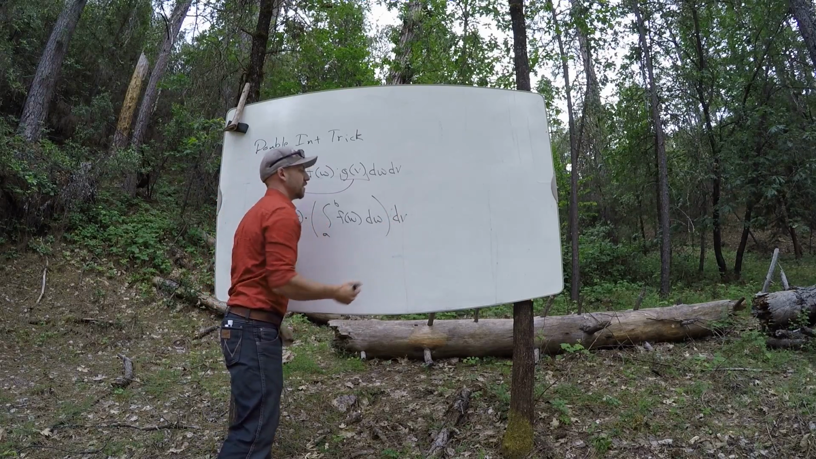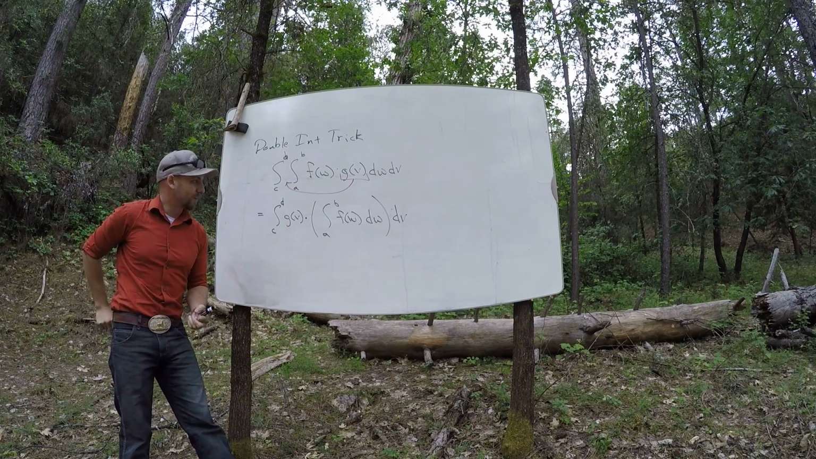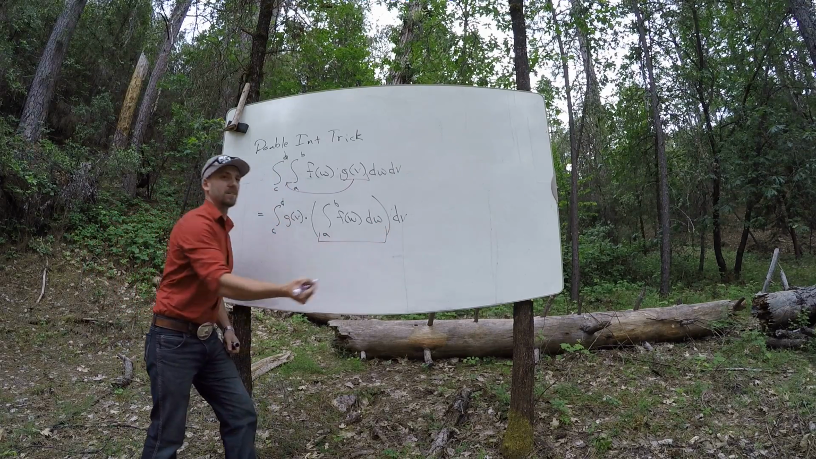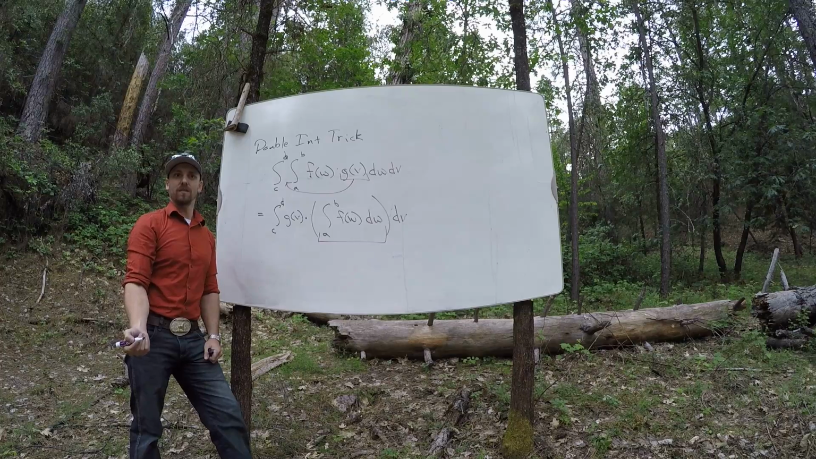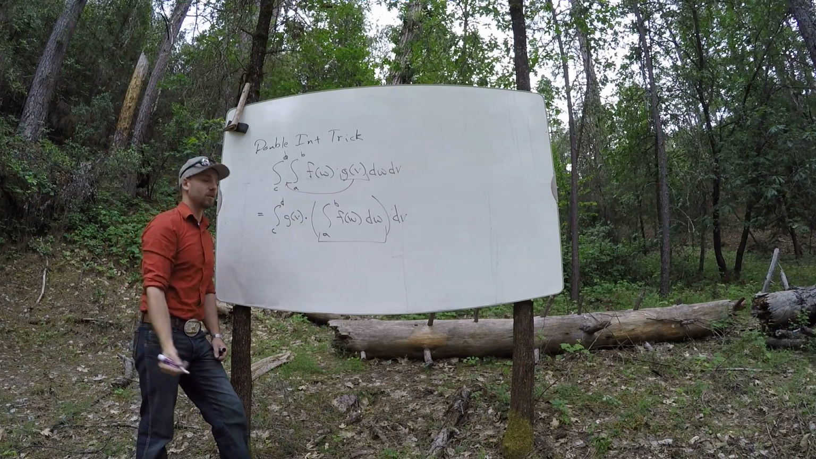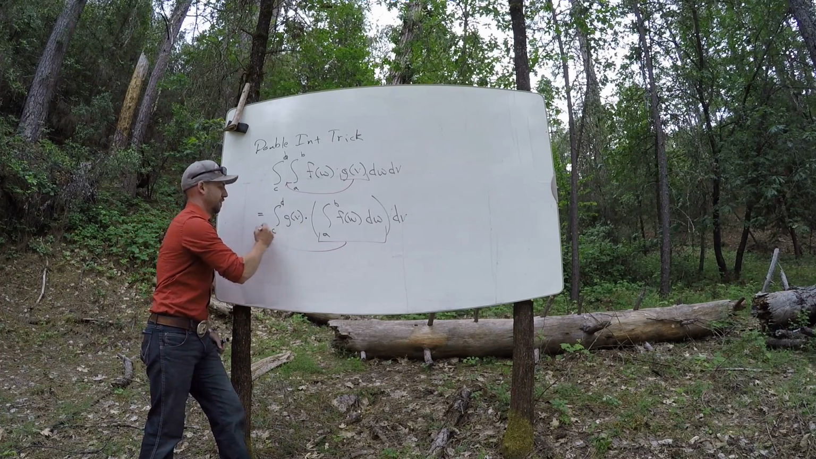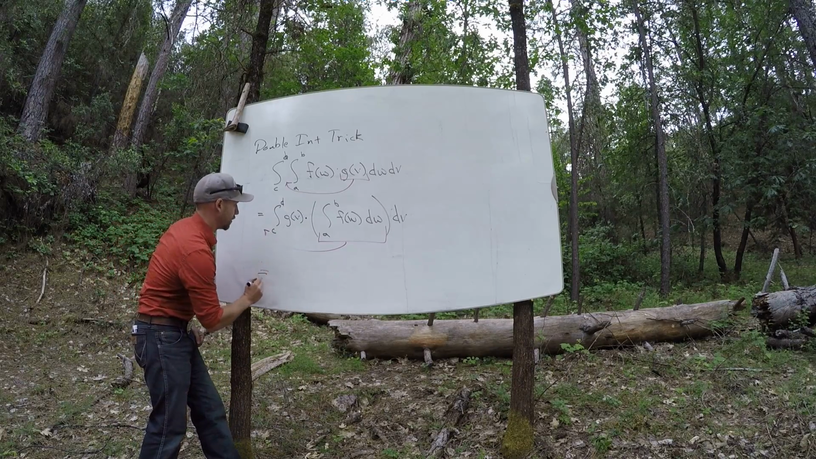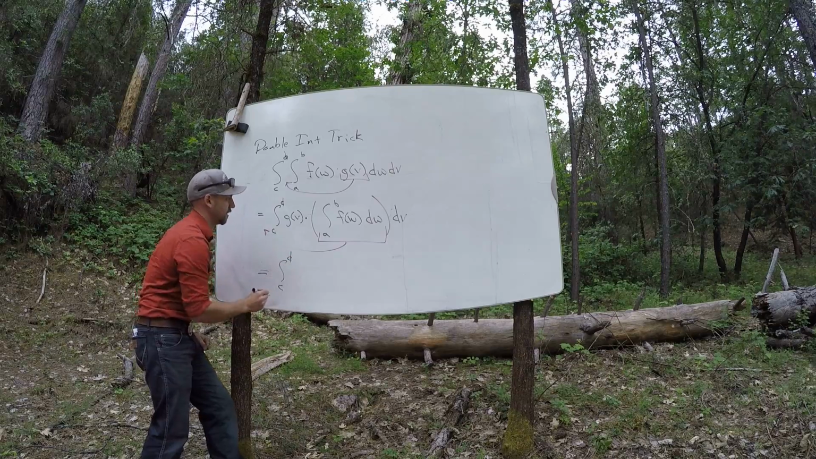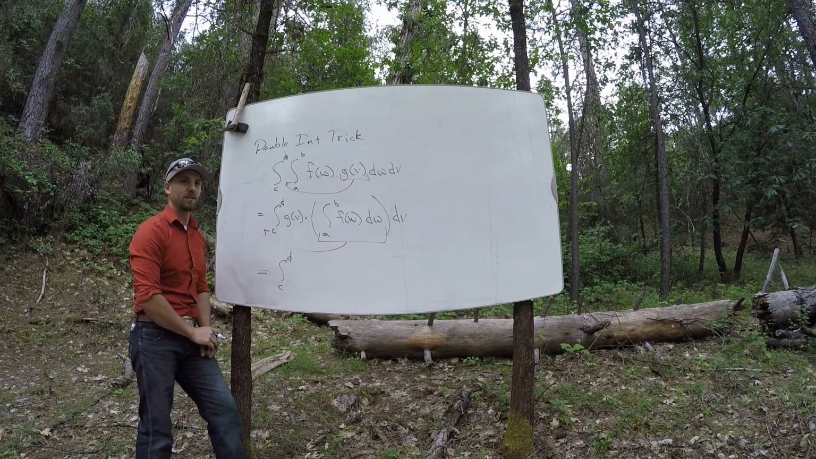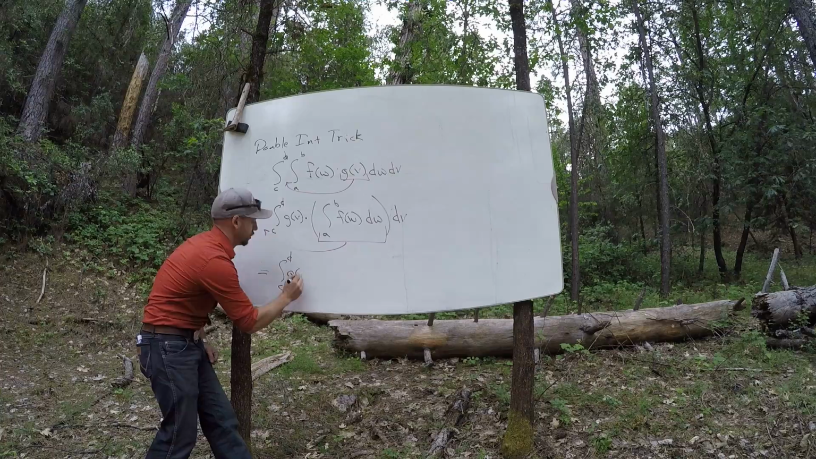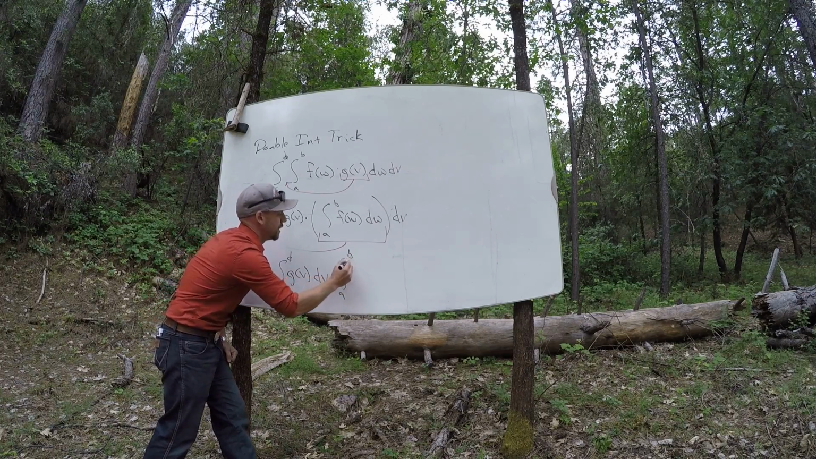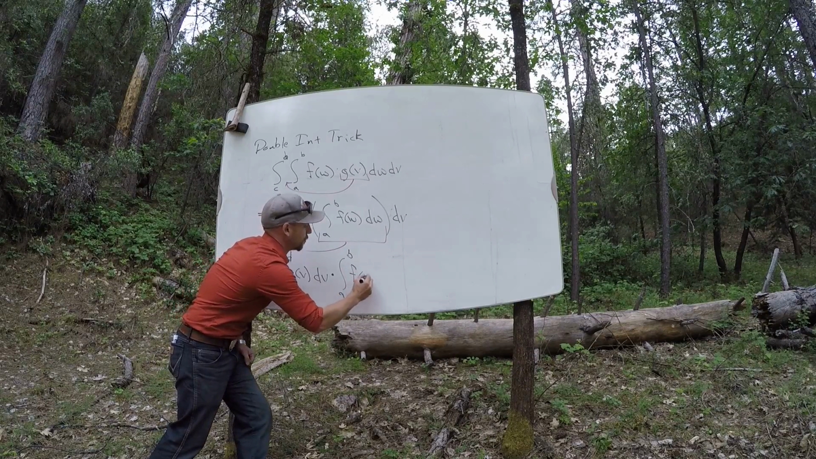and dv. And now I can think to myself, okay, this stuff is constant, it doesn't depend on dv, so I can take it out. So in the end I end up with the integral from c to d of g of v dv times the integral from a to b of f of w dw.